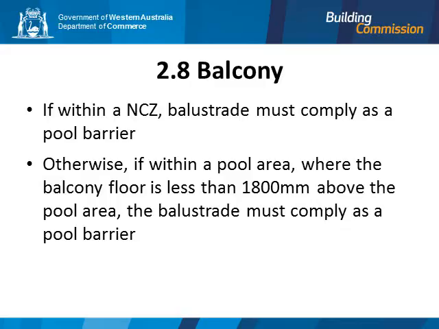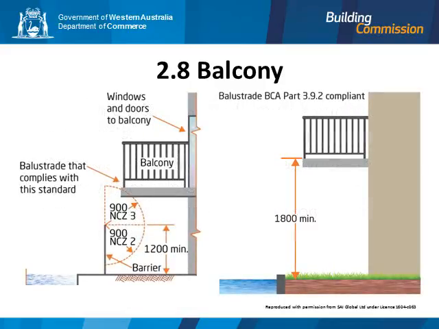Clause 2.8 addresses balcony requirements. The 1993 edition required the balustrade of a balcony to comply with the pool barrier requirements if the distance between the balcony floor level and the pool surrounds was less than 2.4 metres. The 2012 edition is different.